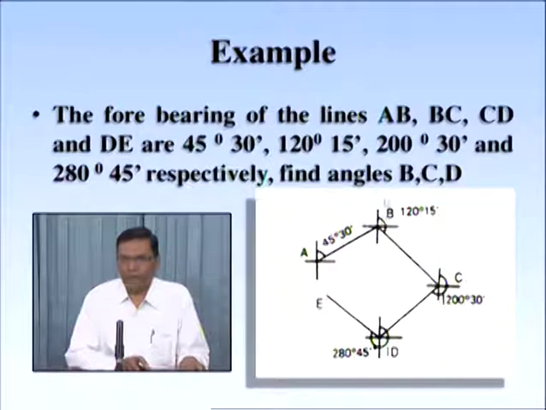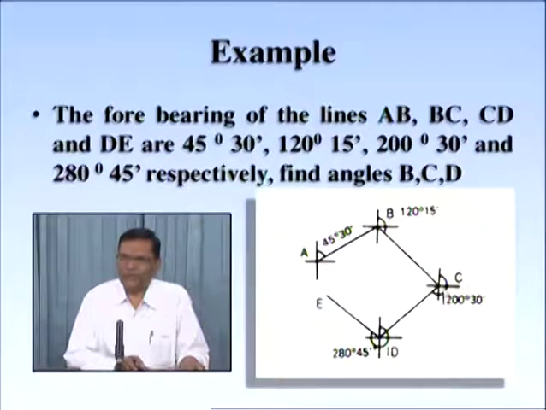Again mark a north line over here, and the bearing given for BC is 120 degree 15 minute. 120 degree means it is more than 90 degree, so it comes in the second quadrant. This is the north, so 120 comes approximately over here, in the second quadrant. So you draw the line BC, approximately any length you can draw.